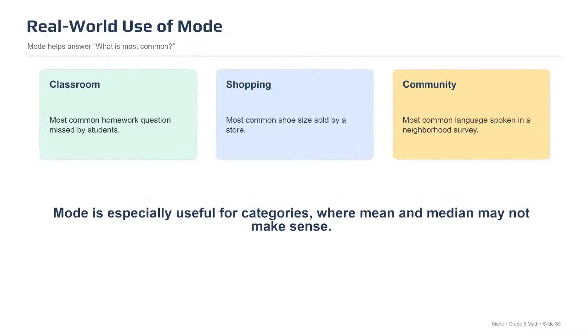So, real-world use of mode. Mode helps answer what is most common. Classroom: most common homework question missed by students. Shopping: most common shoe size sold by a store. And also community: most common language spoken in a neighborhood survey. Mode is especially useful for categories, where a mean may not make sense.